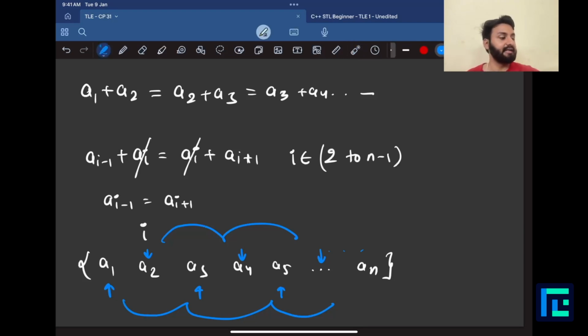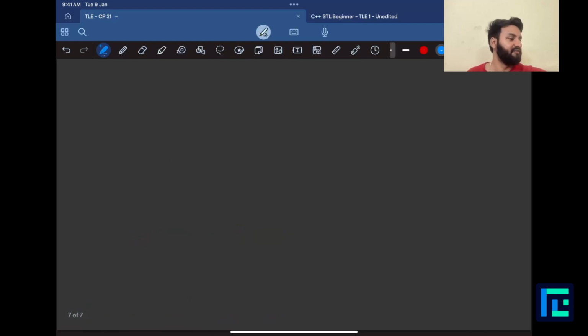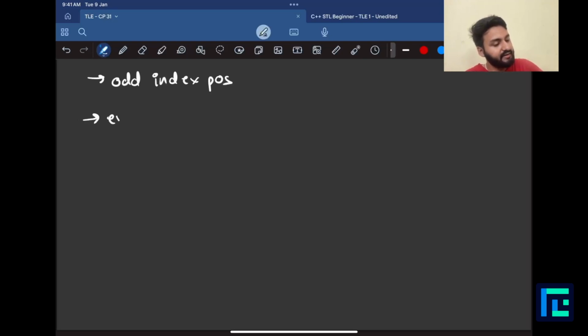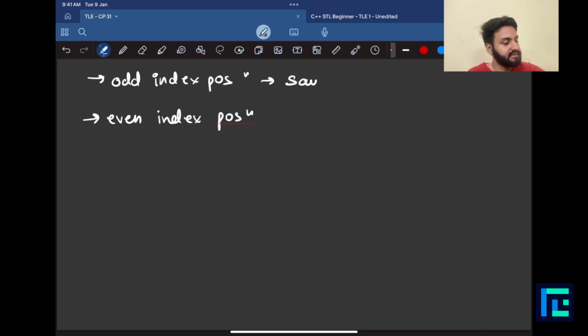Now, once this idea is clear, I hope the problem is very, very simple to understand. Because essentially what are you saying? You are saying that odd index positions and even index positions should have the same numbers. So effectively I'm talking about both these conditions separately. Odd index positions should have numbers which are the same, and even index positions should also have the same numbers.